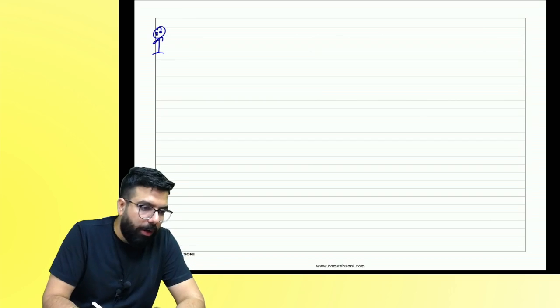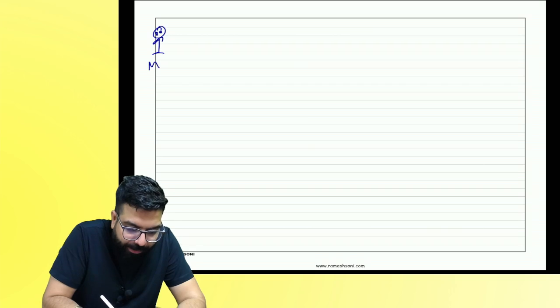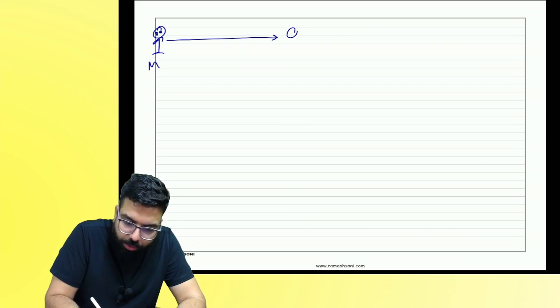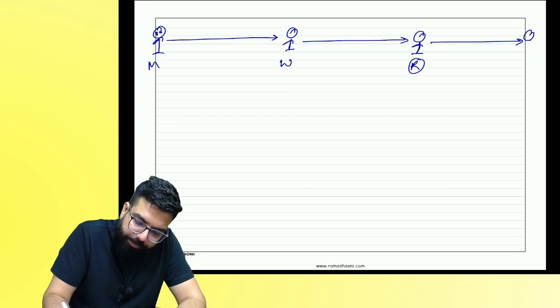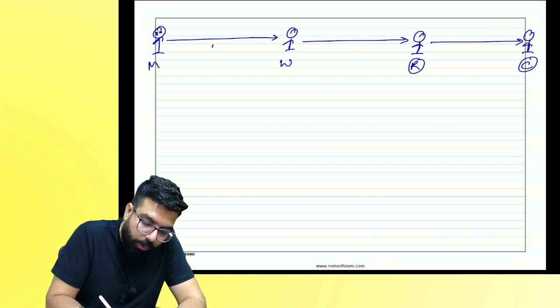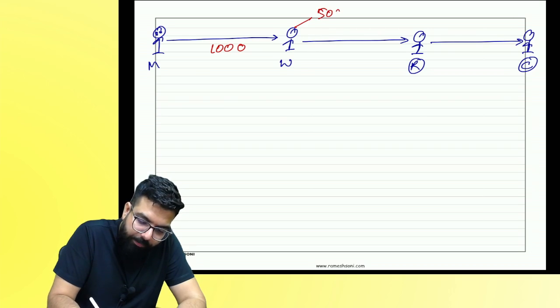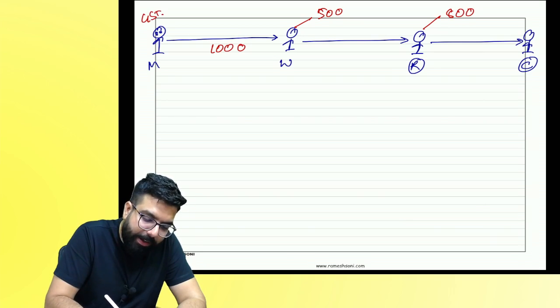Okay, I'll give you one homework. You do it here only, not homework, classwork. This is the manufacturer. He sold the goods to the wholesaler. The wholesaler sold the goods to the retailer. The retailer sold the goods to the consumer. And okay, listen. He sold the goods at 1000. He made a profit of 500. He made a profit of 800. GST rate is 20% on the goods.